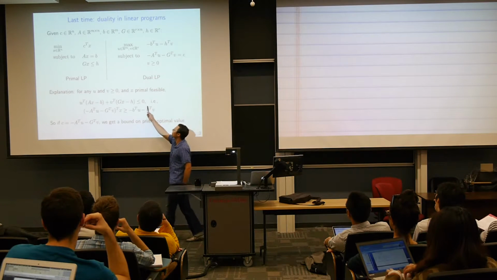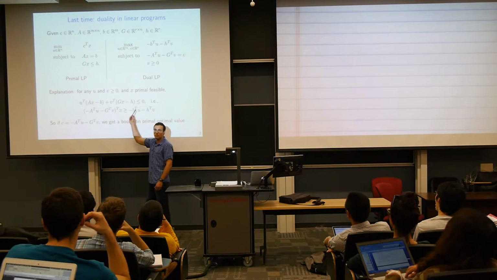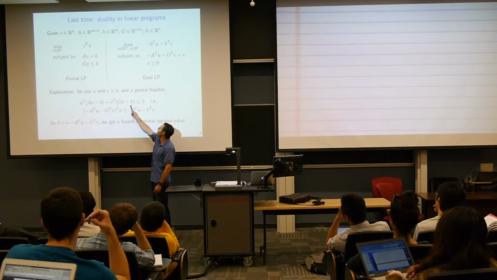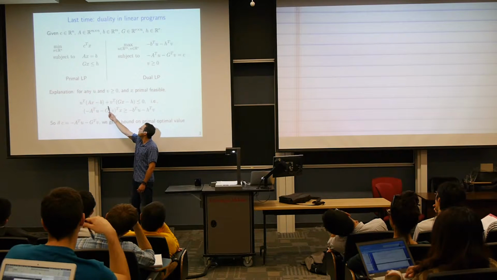So this is always less than or equal to 0. This is what we saw, just by virtue of the fact that this is going to be less than or equal to 0 for a feasible point x. That's positive, and this is 0.